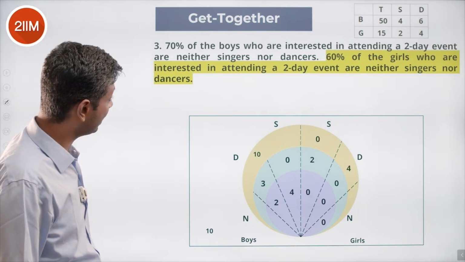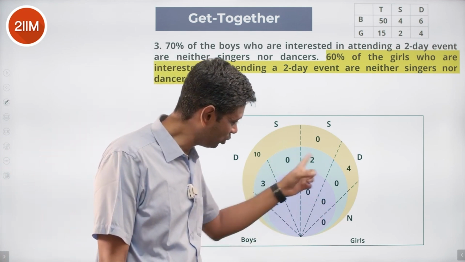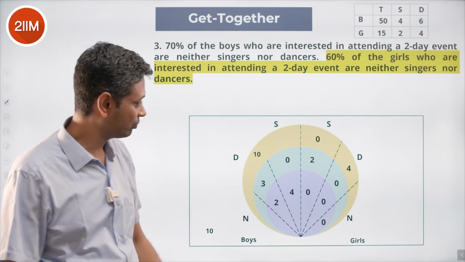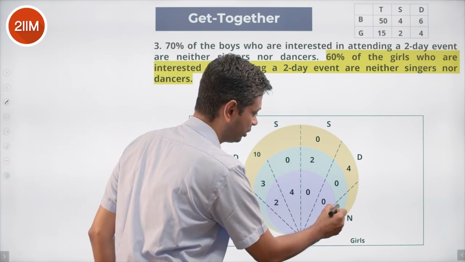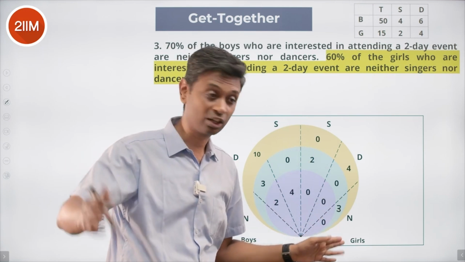60% of the girls who are interested in attending a 2-day event are neither singers nor dancers. Singers or dancers is only 2. That is 40% of the total people who are interested in doing a 2-day event. That means if this is 2, this has to be 3. Totally 5. 40% here, 60% here. Neither singer nor dancer should be 3.